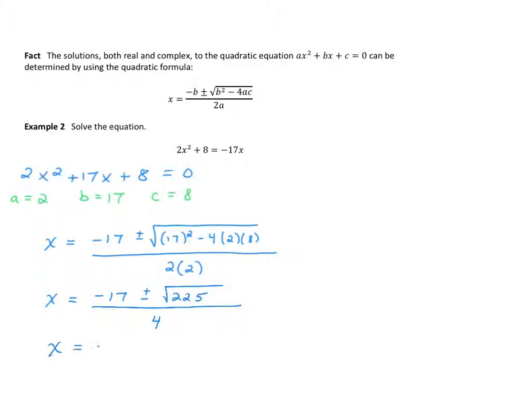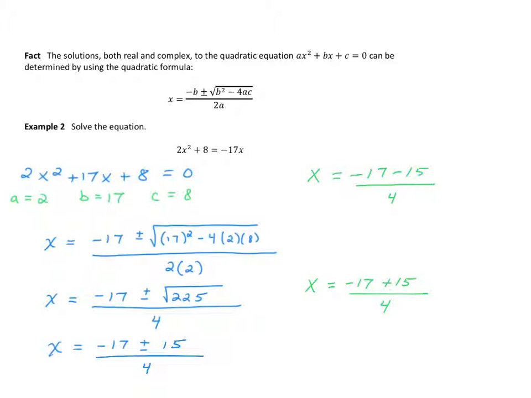Continuing, we get negative 17 plus or minus the square root of 225, which is going to work out nicely. That's 15. And this is all divided by 4. So here we have two answers. We have to break it up into two pieces. We have x is equal to negative 17 minus 15 over 4. And it's also x is equal to negative 17 plus 15 all over 4.